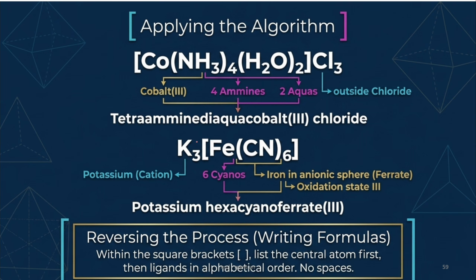Then we get this name, potassium for the cation, then hexacyano, then iron written as ferrate. Why ferrate? Because when this dissociates, it will be 3K plus, and this complex will have 3 minus. Because of the negative charge, the name changes from ferrous or iron to ferrate. So we get this name, potassium hexacyanoferrate. Similarly, for this, we get the name tetraamine diaqua cobalt 3 chloride. That's all about the nomenclature of coordination compounds.